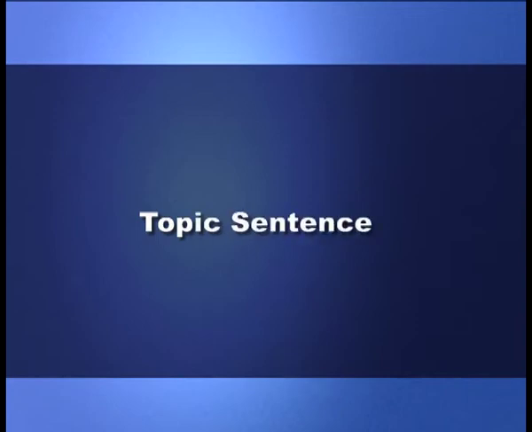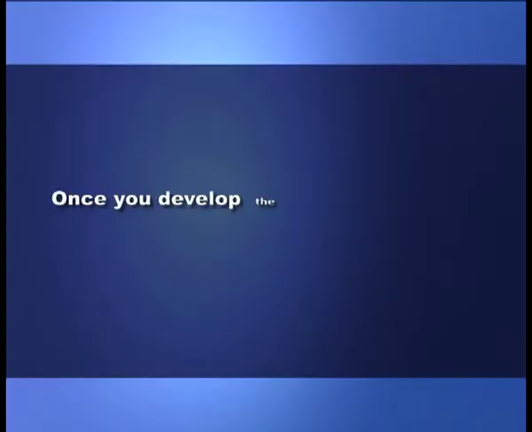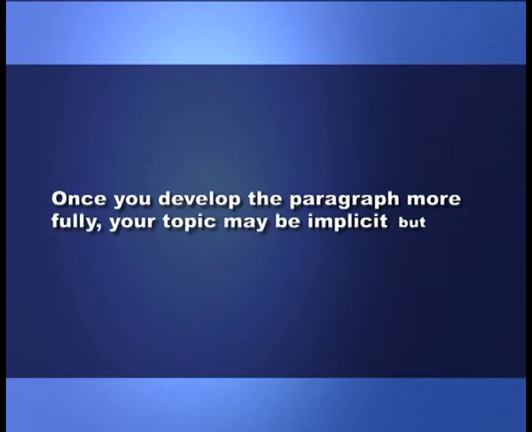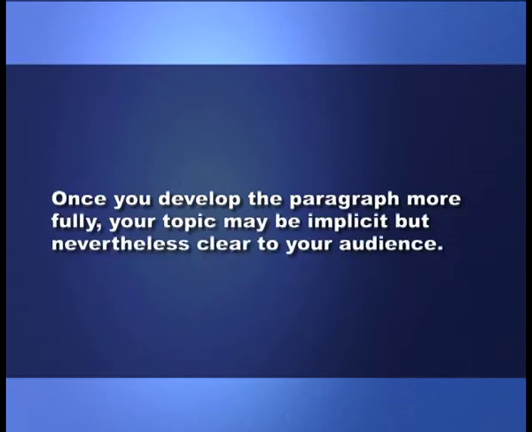Components of a paragraph. After you have roughly determined the overall structure of your piece, work on each individual paragraph. Paragraphs generally include the following elements. Number 1. Topic sentence. It may help you draft your paragraph by composing a highly explicit topic sentence as the first sentence in the paragraph, and it helps your readers to quickly and easily understand your main idea if you let the sentence stand through the revision process. However, having an explicit topic sentence can seem contrived or formulaic. Once you develop the paragraph more fully, your topic may be implicit but nevertheless clear to your audience.